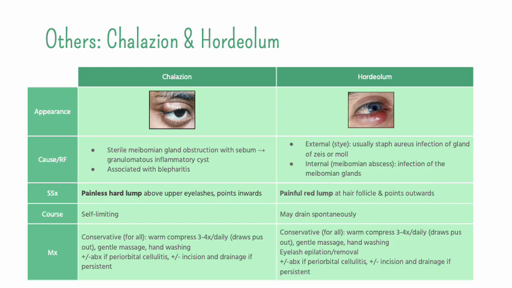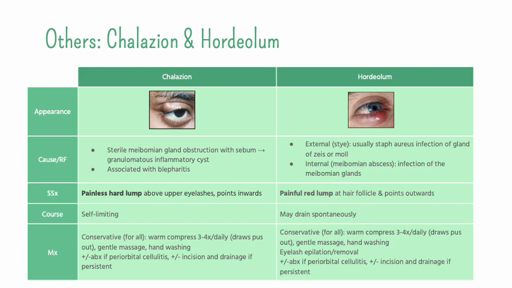The symptoms of this include a painless hard lump above usually the upper eyelashes, and the course itself is self-limiting. Management is conservative, which includes warm compresses 3 to 4 times a day, gentle massage, and hand washing. You may want to consider antibiotics if there is periorbital cellulitis, or an incision and drainage if the chalazion is persistent.